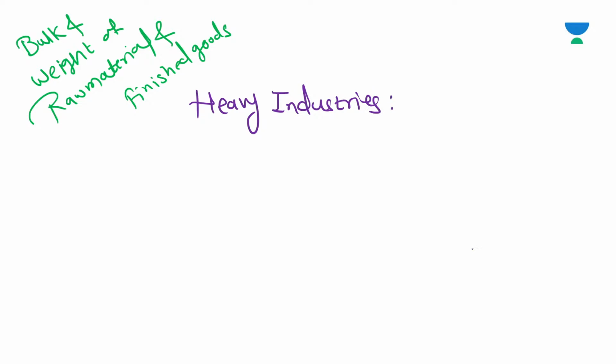Heavy industries like iron and steel, then light industries that use light raw materials and produce light goods such as electrical goods industries.